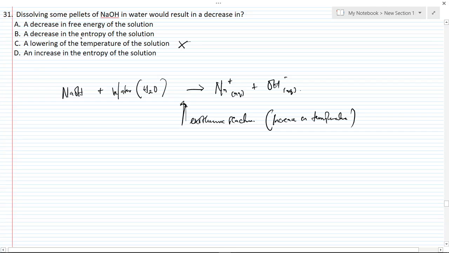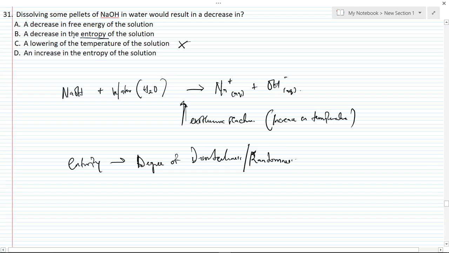So that brings us to entropy. What exactly is entropy? Entropy refers to the degree of disorderliness of the system, disorderliness or randomness.